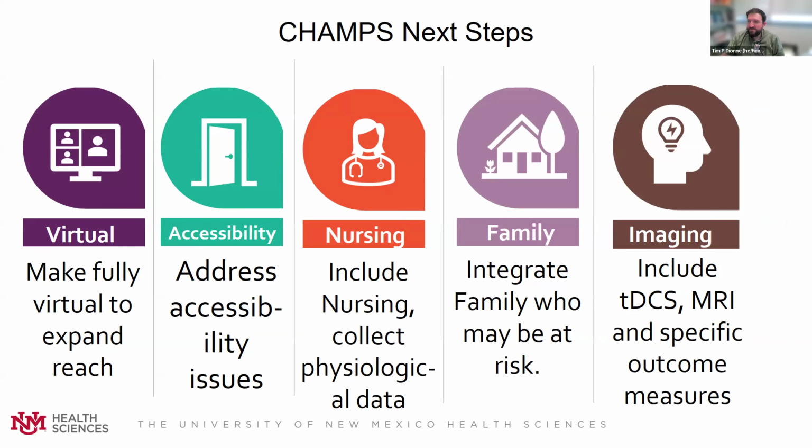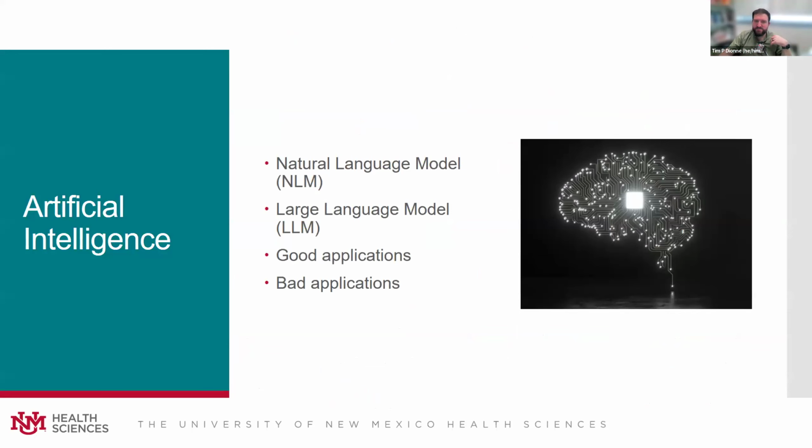Okay, so that's the CHAMP study before I move on. And so the idea was that we provided the intervention virtually and really focused on accessing people who maybe couldn't physically get to us due to geographic limitations, due to accessibility limitations, due to just the nature of their life.